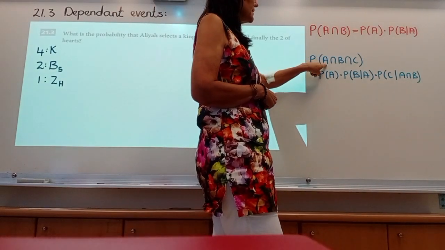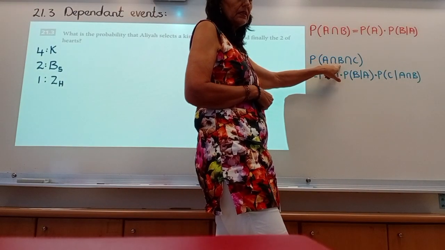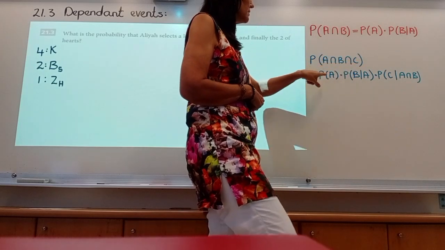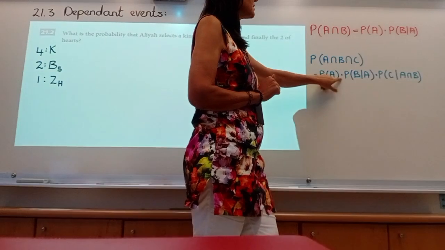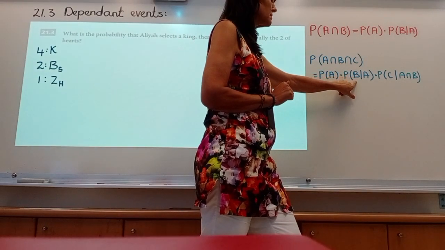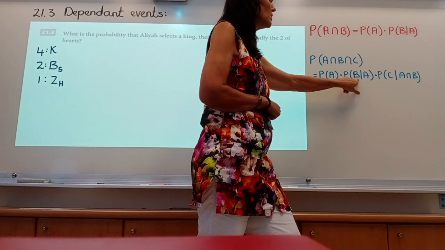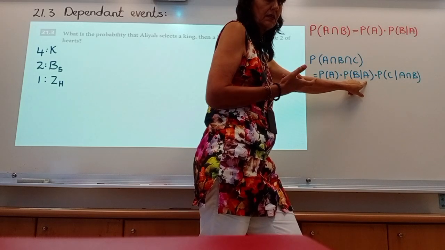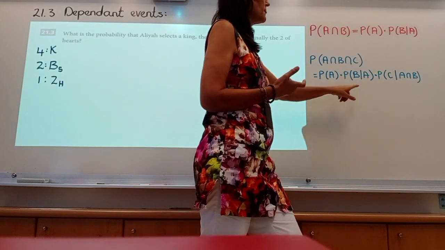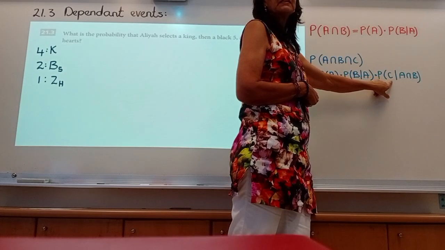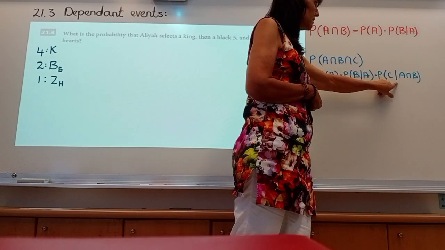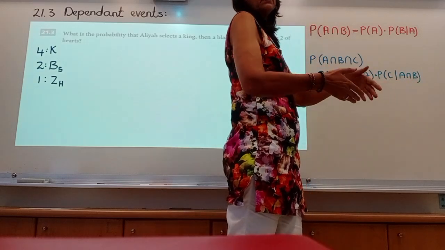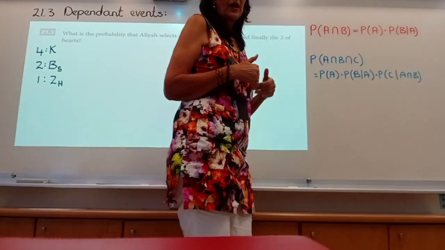So the probability that A and B and C will happen is the probability of the first one, no problem, times the probability that the second one, B, will happen given that A happened, times the probability that the third, C, will happen on condition that A and B happened in the first two rounds.